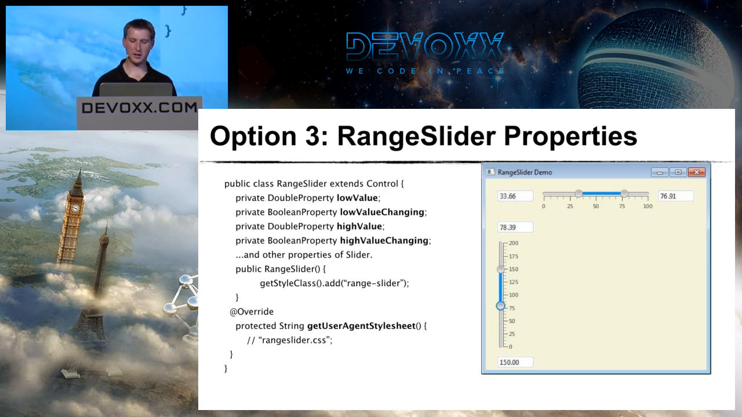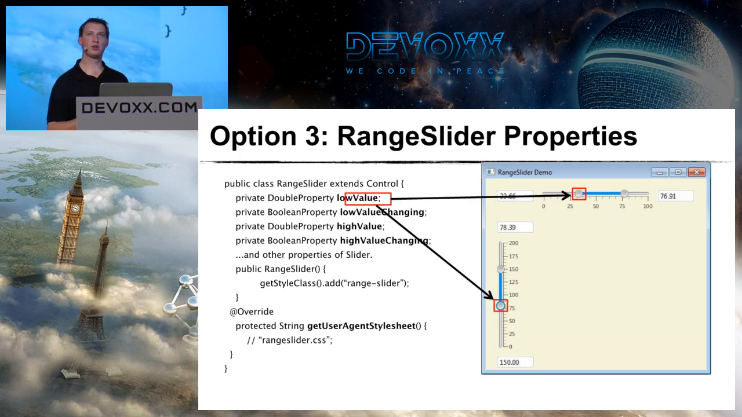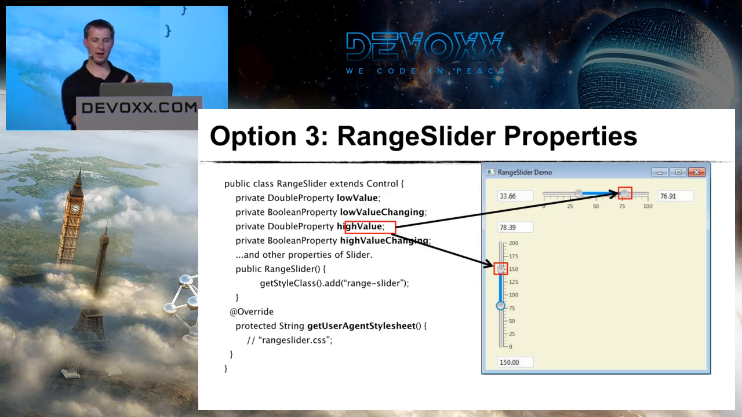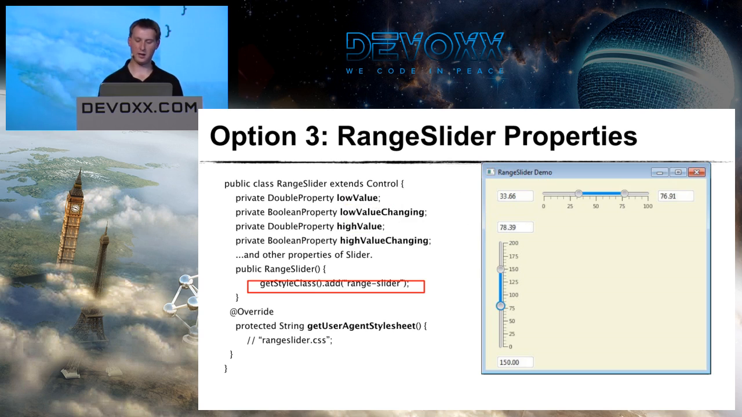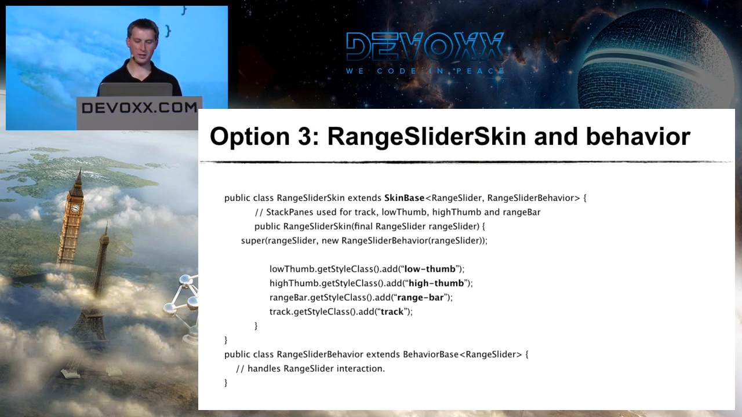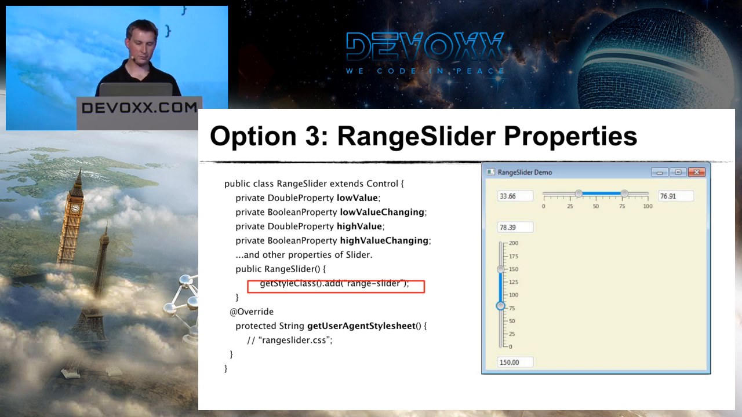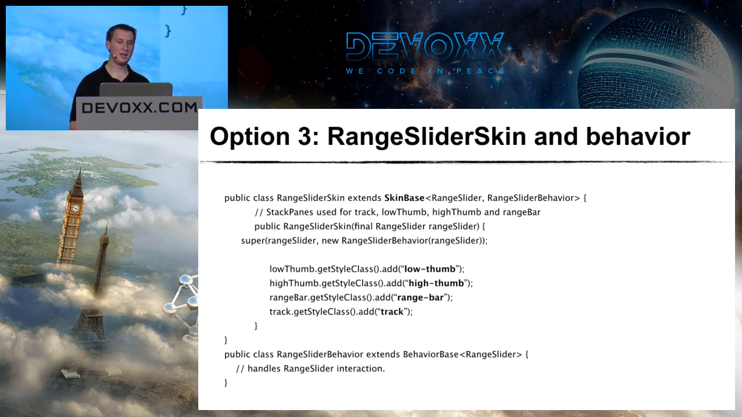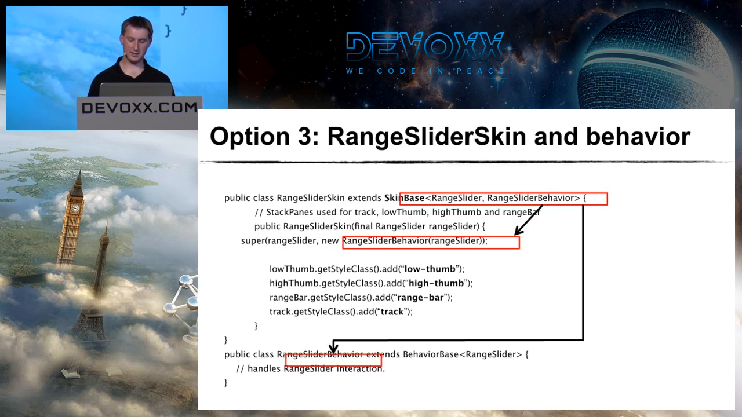So here's a screenshot of both the horizontal and vertical range sliders. In this case, we extend from control. So this is the third approach where we extend from control. The low value is at the bottom for a vertical, and on the left-hand side for a horizontal range slider. Then the high value is at the other end. Once again, we set the style class using range slider, and you can see there at the bottom, for the range slider control to know what CSS file to load, it has to return a reference to range slider CSS.